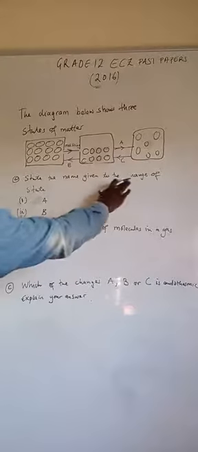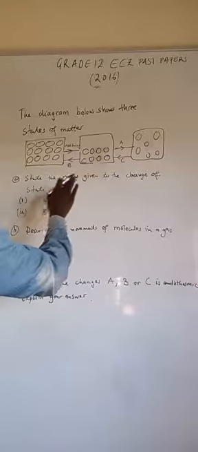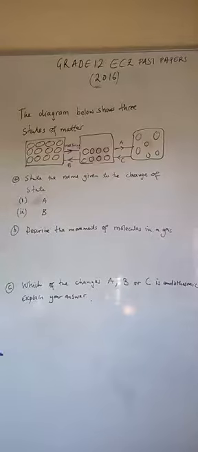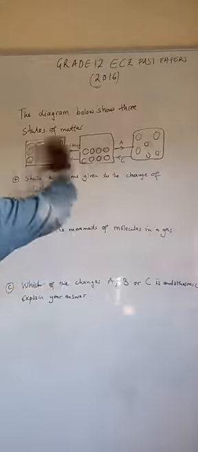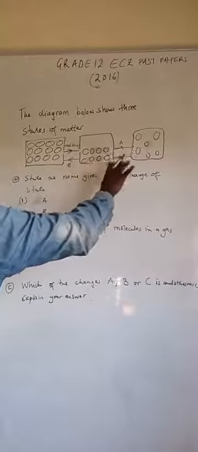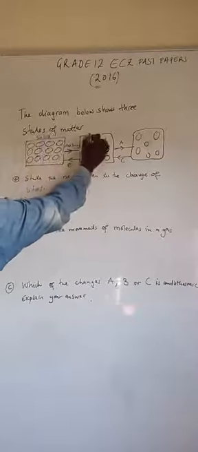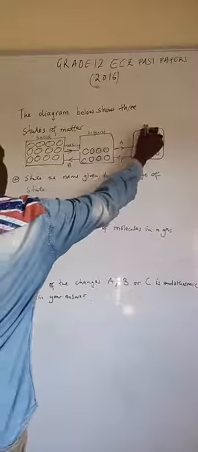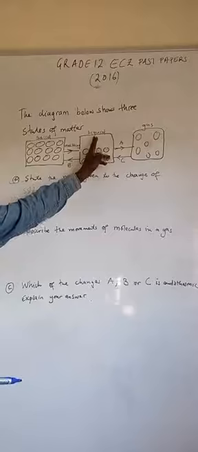State the name given to the change of state A. What is the change of state A? They are not labeled for you, but by looking at the pictorial view, the way they look, you can know that this is actually a solid, this is actually a liquid, and this is actually a gas. So A means from a liquid to a gas.